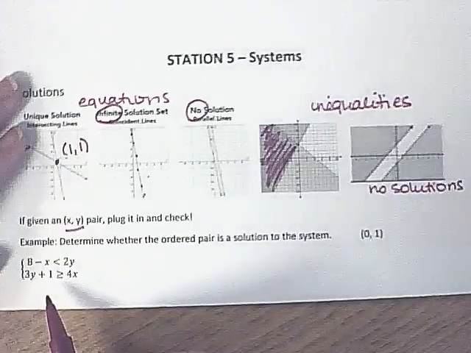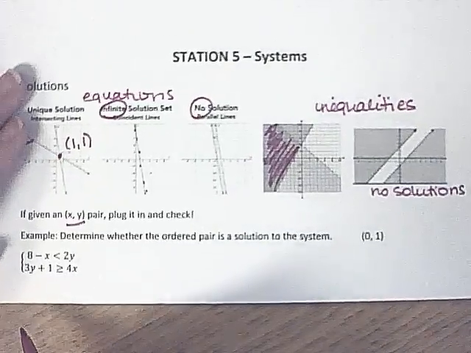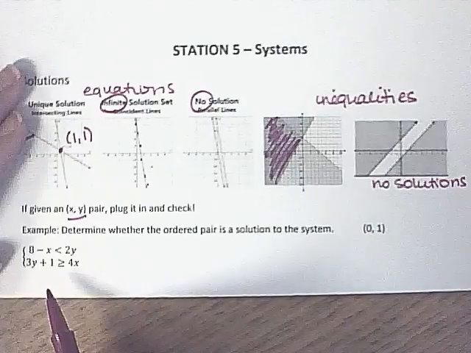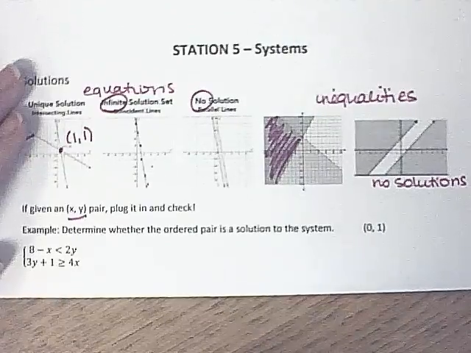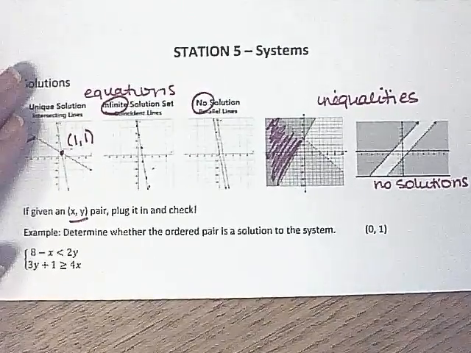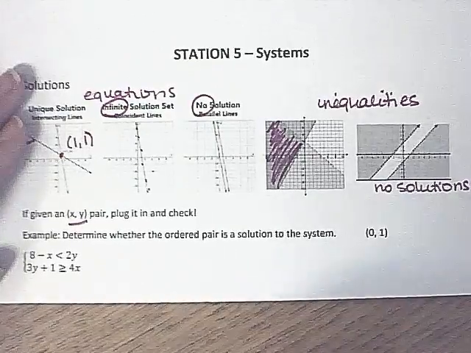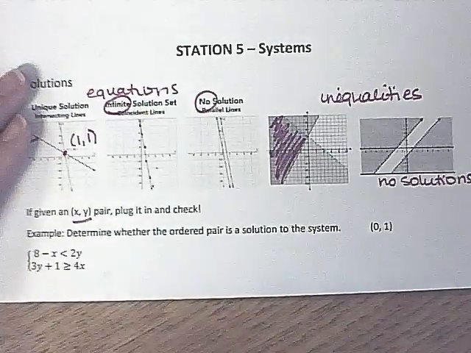So in this case, I have the system 8 minus x is less than 2y, and 3y plus 1 is greater than or equal to 4x. And I'm noticing that my Zoom is not great. Again, I am not a professional videographer, so you'll just have to hang with me on that.